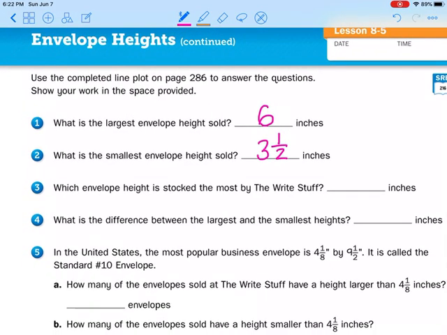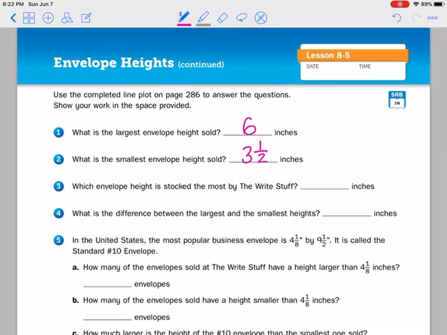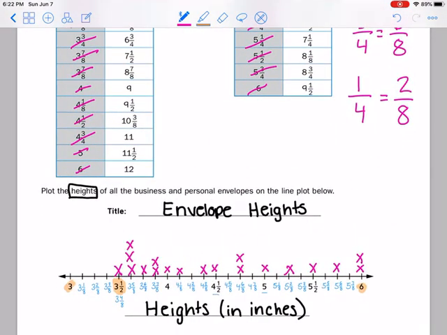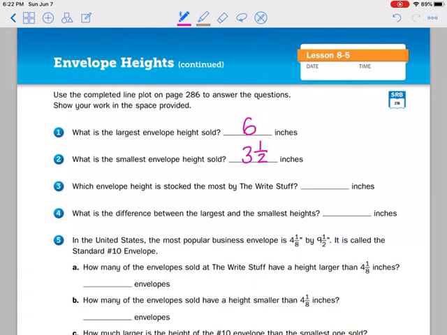Which envelope height is stocked the most by the Right Stuff? So now we have to go back and look at which one has the most X's. So you can see it clearly, here it has 3, so it's 3 5/8. So the 3 5/8 inch envelope was the most popular.